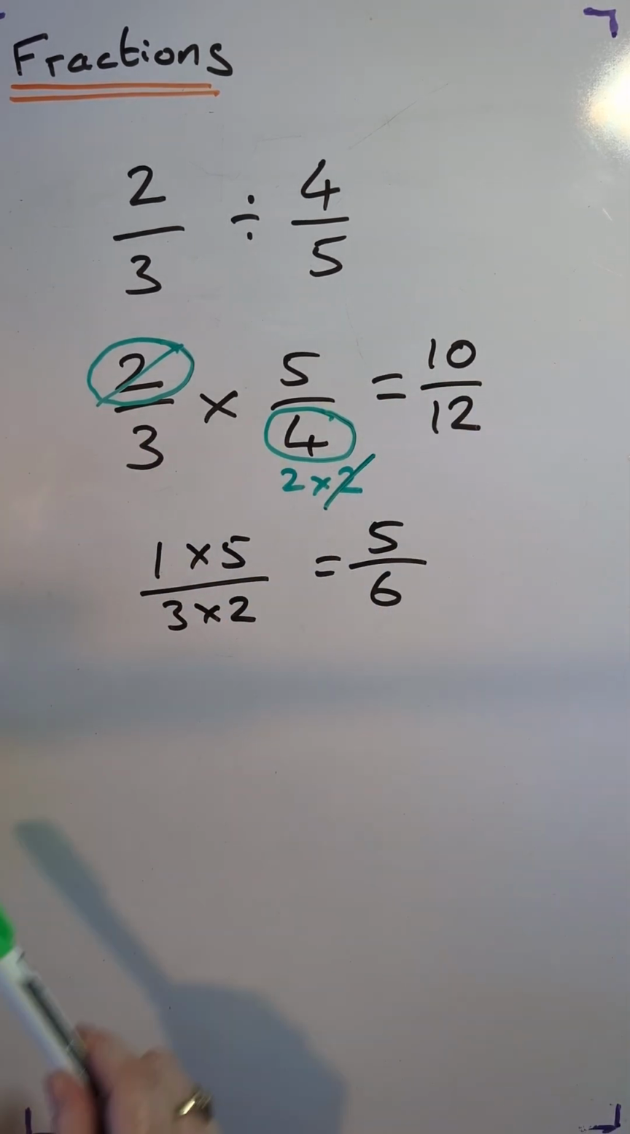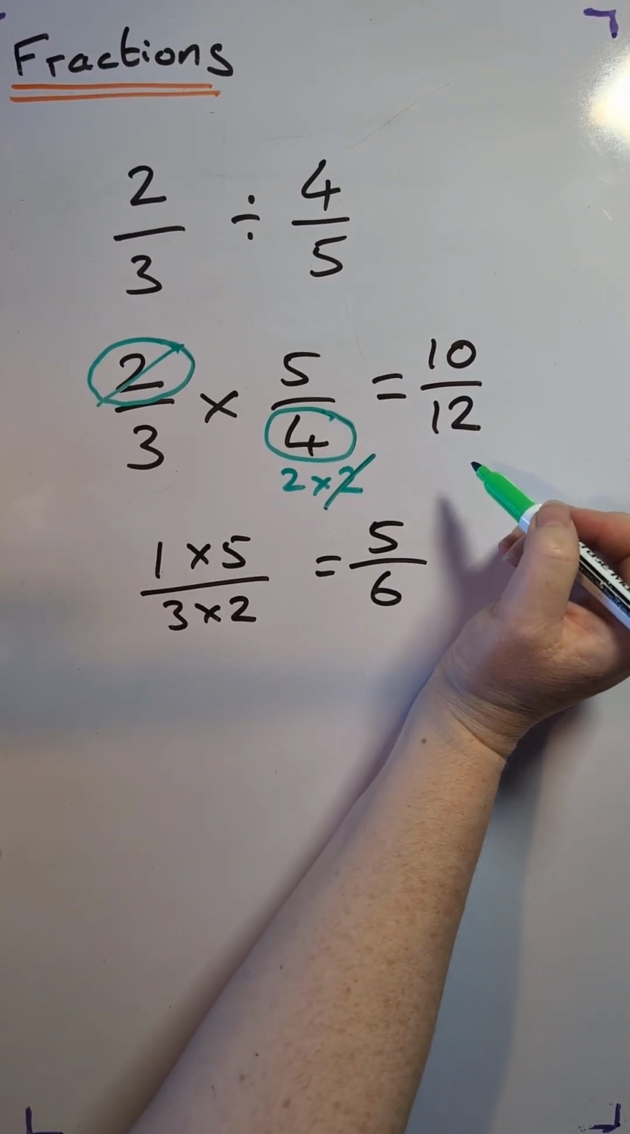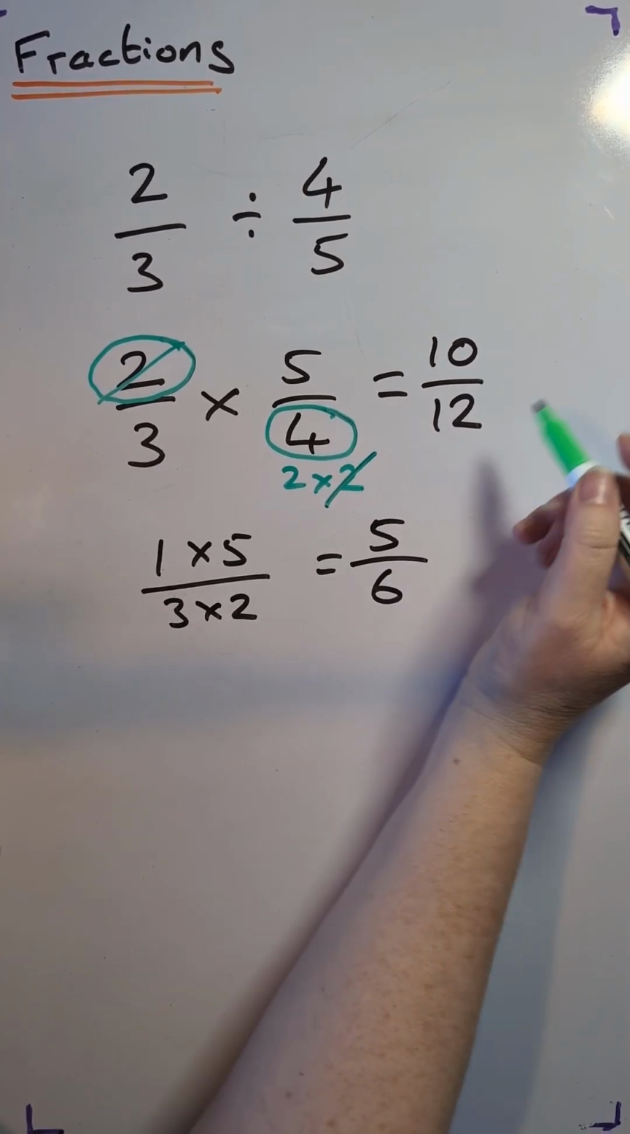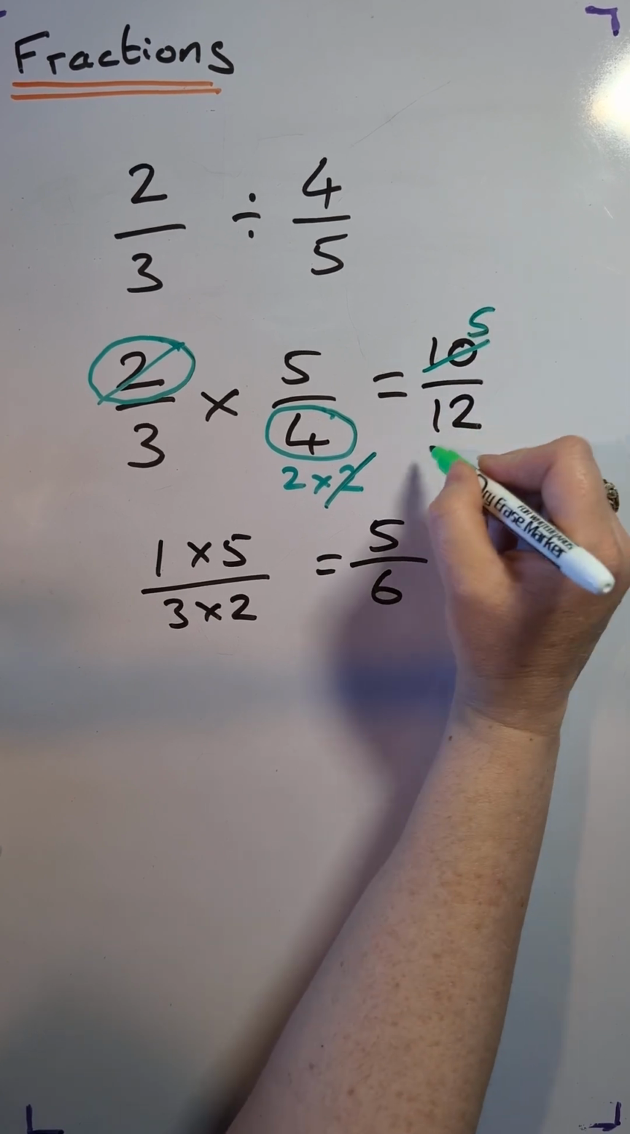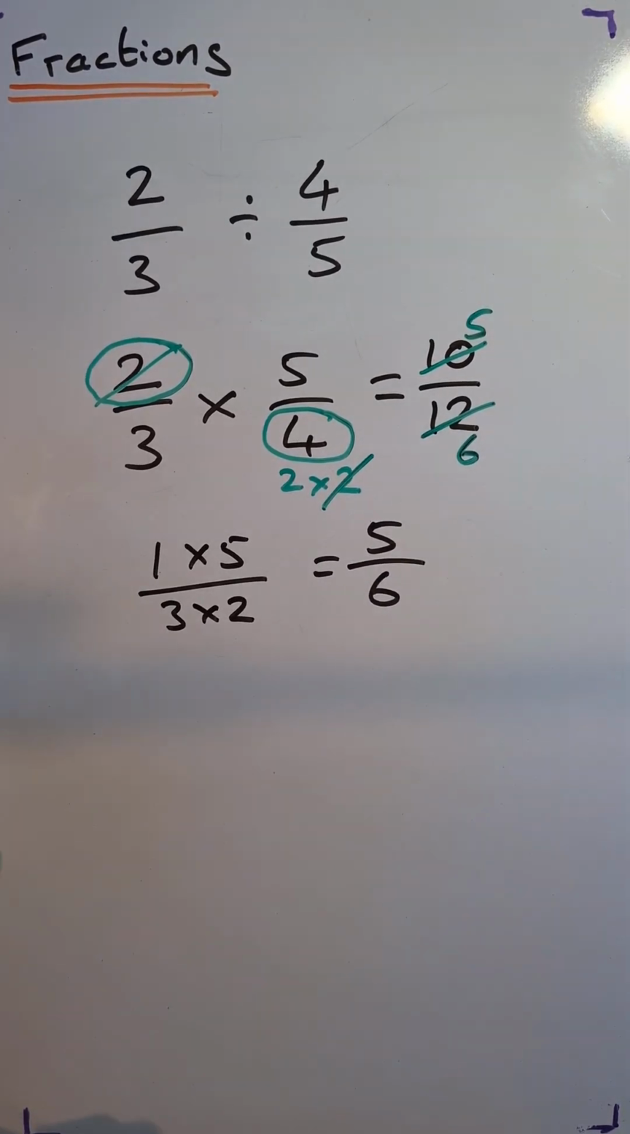If you had done this version though, you have one final step to do. You need to recognise that they're both even numbers, and when they're even numbers you can always half them. So half of 10 is 5 and half of 12 is 6. So I get the same answer, 5/6. Okay.